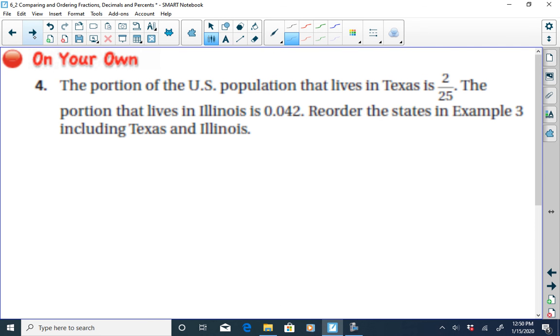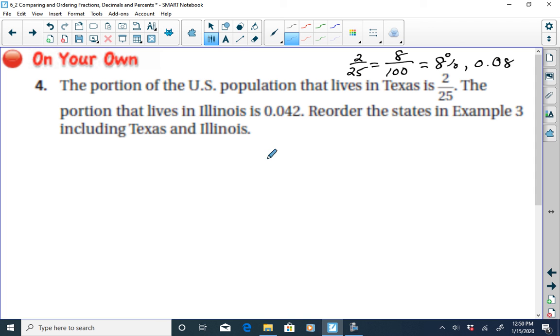This next question says the portion of the U.S. population that lives in Texas is 2/25. The portion that lives in Illinois is 42 thousandths. Reorder the states in example 3, including Texas and Illinois. Now, I'm not making my students do that, but we certainly can find the fraction, the decimal, and the percent for Texas. So Texas would be 2 out of 25, which is the same as 8 out of 100. And 8 out of 100 we know is 8%. And 8% we know is 8/100 as a decimal.